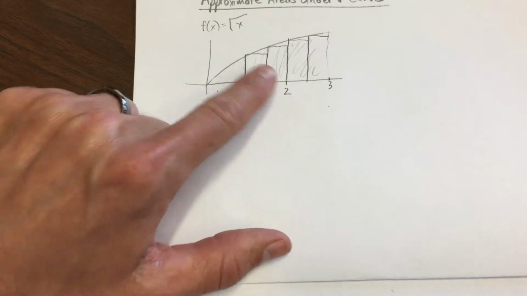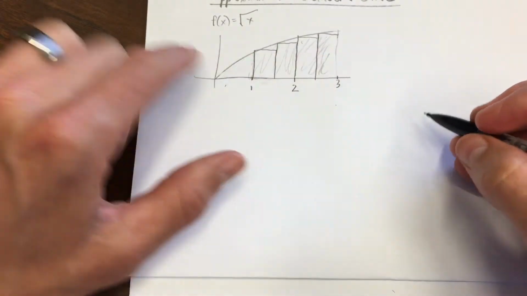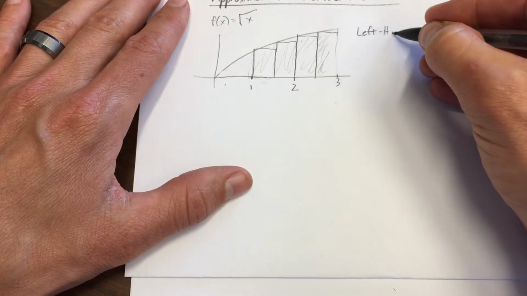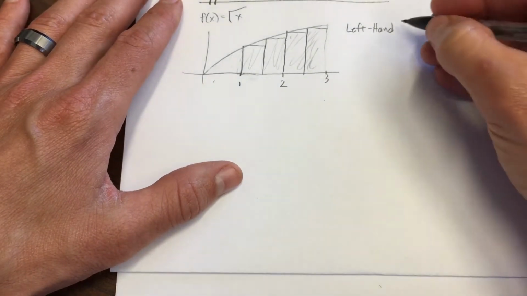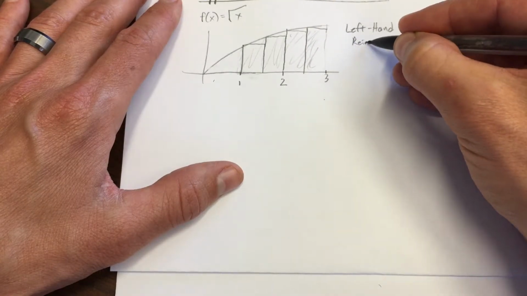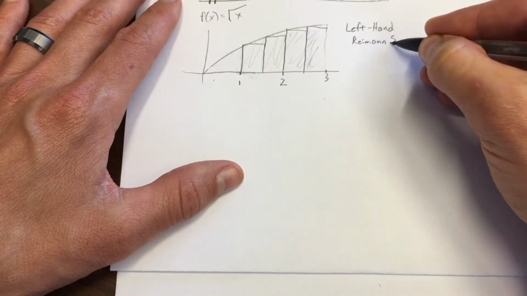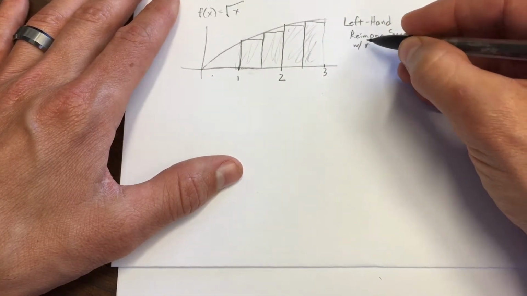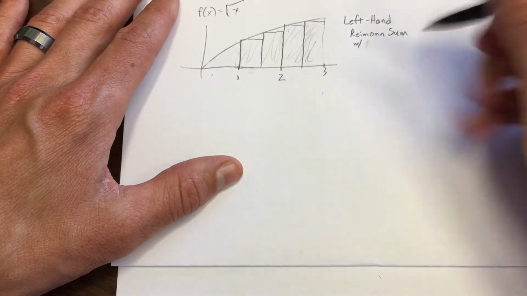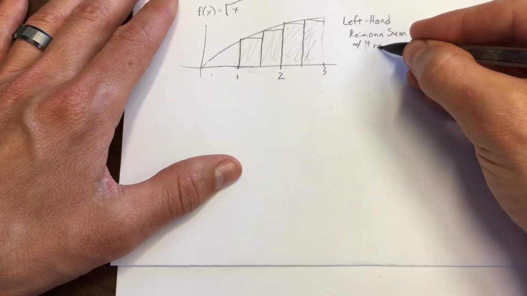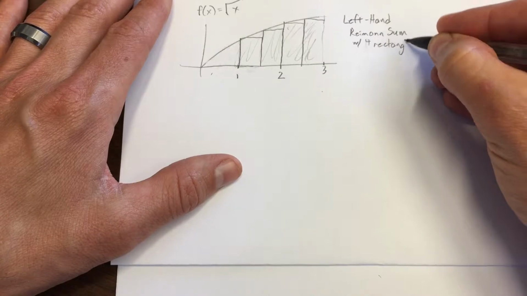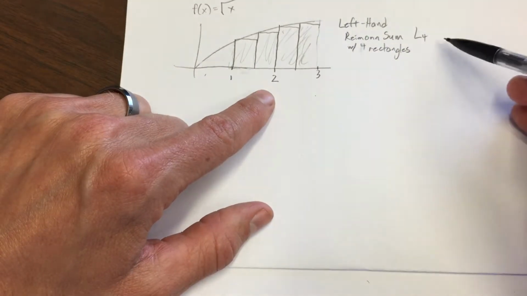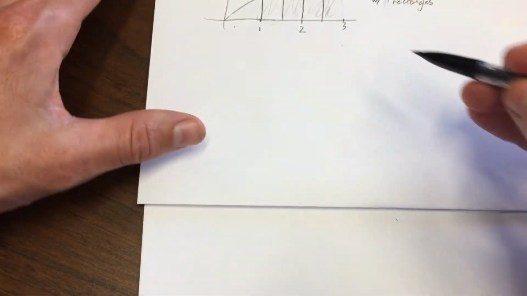Well, if I summed up the area of those rectangles and I estimated that, that would be called a left-hand Riemann sum with 4 rectangles. And some people abbreviate that L4. Okay, so left-hand Riemann sum, 4 rectangles.